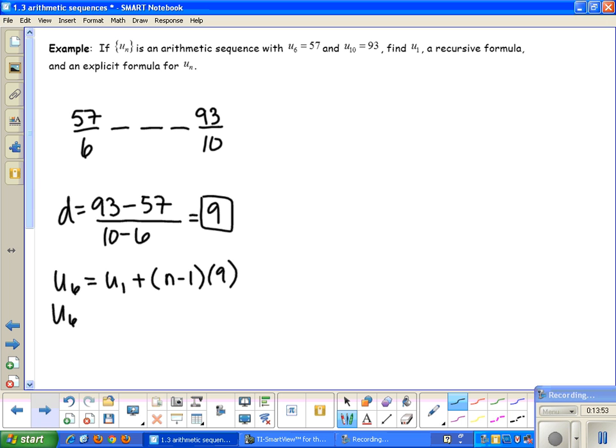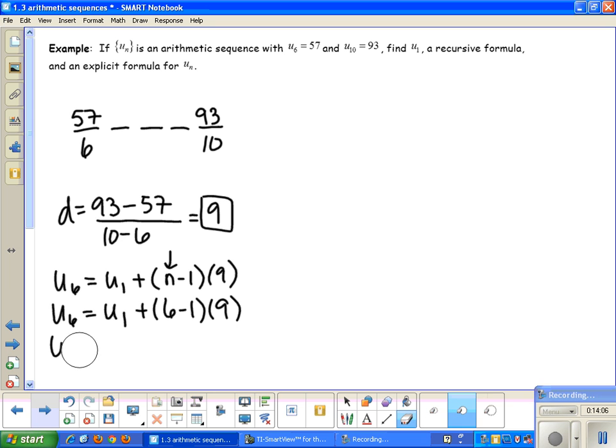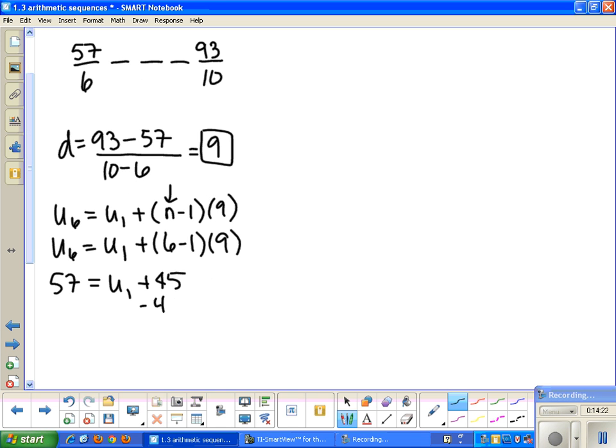So if I do this, u sub 6 is equal to my first term plus, and then right here we're going to use an n value of 6 minus 1 plus 9. So u sub 6, remember, we already know what that's equal to. So u sub 6 is really equal to 57. And now we have 6 minus 1, which gives us a value of 5, and 5 times 9 is 45. And then all I have to do is subtract. And then we get u sub 1 equals a value of 12.